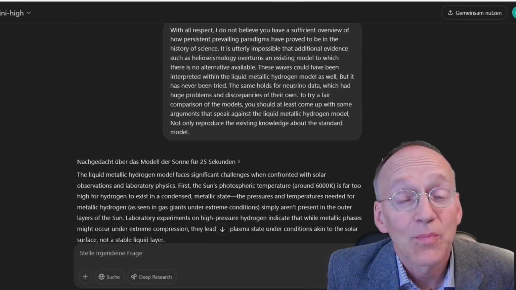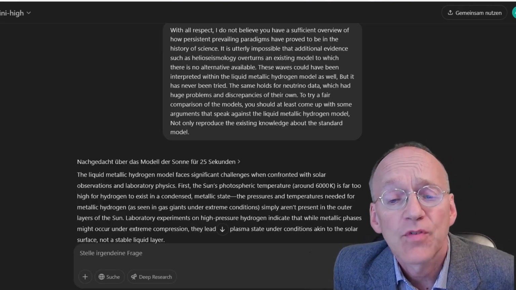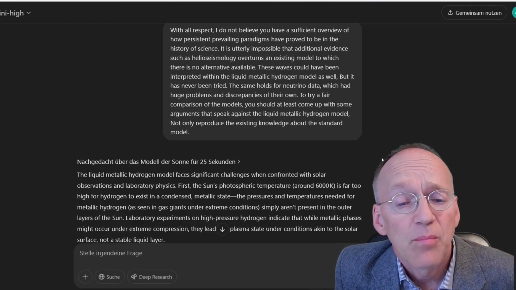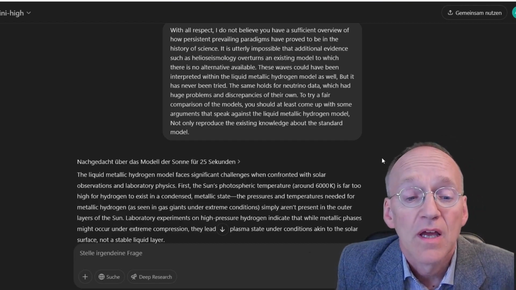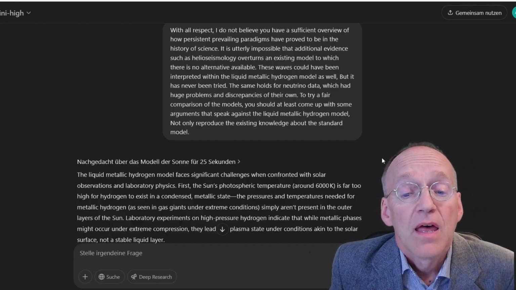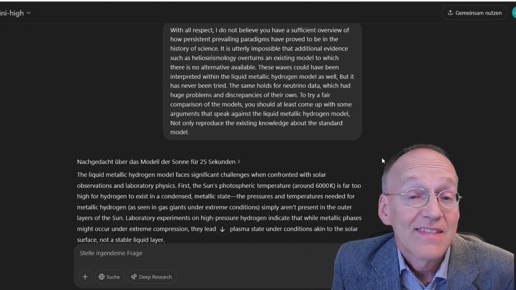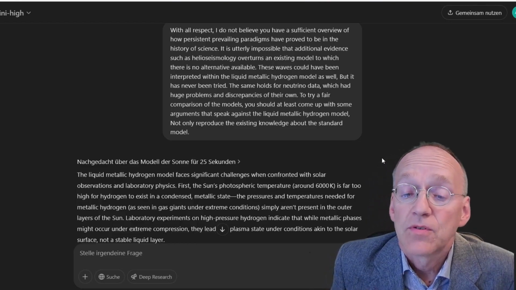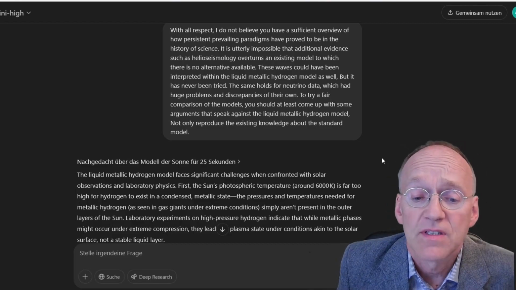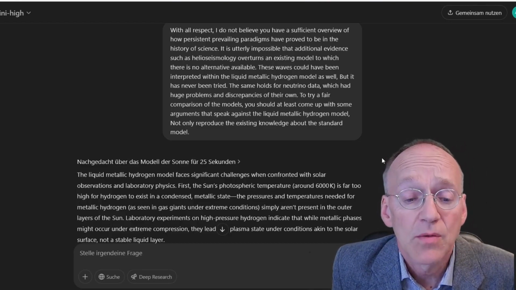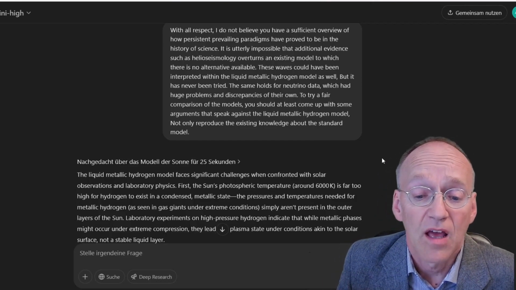With all respect, I do not believe you have a sufficient overview of how persistent prevailing paradigms have proved to be in the history of science. It is utterly impossible that additional evidence such as helioseismology overturns an existing model to which there is no alternative available. These waves could have been interpreted within the liquid metallic hydrogen model as well, but it has never been tried. The same holds for neutrino data, which had huge problems and discrepancies of their own. To try a fair comparison of the models, you should at least come up with some arguments that speak against the liquid metallic hydrogen model, not only reproduce the existing knowledge about the standard model.